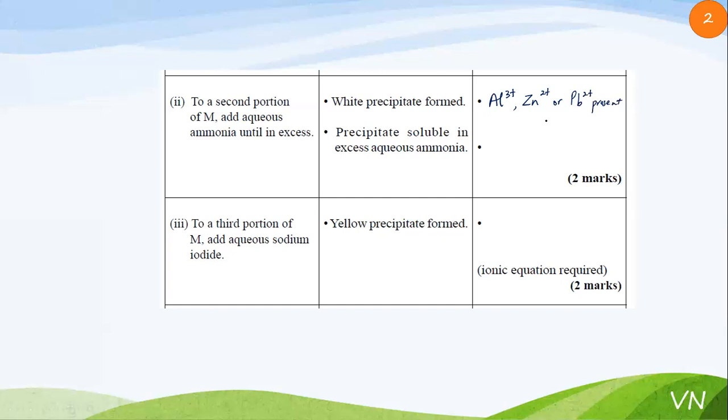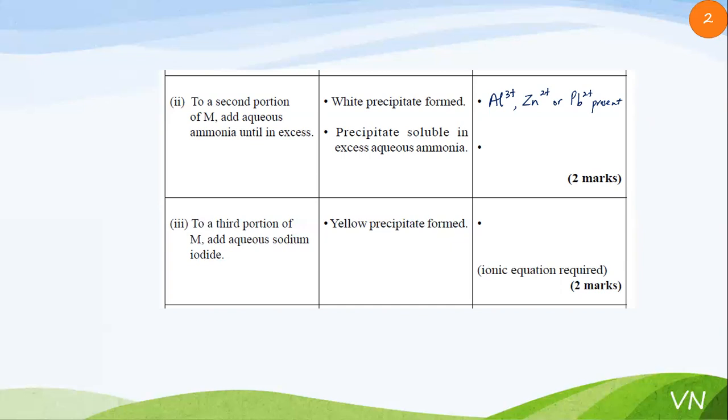All right, so it is going to be either the aluminum 3+, zinc 2+, or lead 2+ ions that are present. Remember to add your charges also, right? Do not just write the name of the metal, because it is not that the metal is present, it's that these ions are present. So whenever we're adding sodium hydroxide solution or ammonia solution, we're actually testing for cations, right? That's just a quick way to remember it.